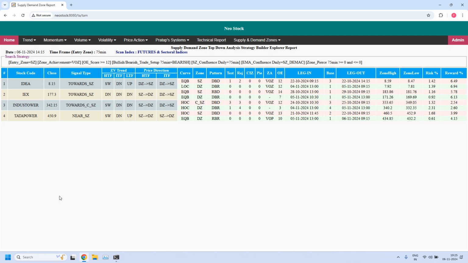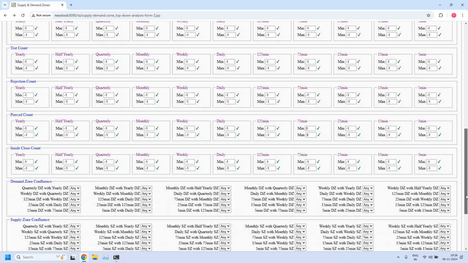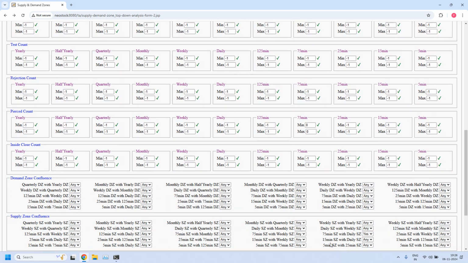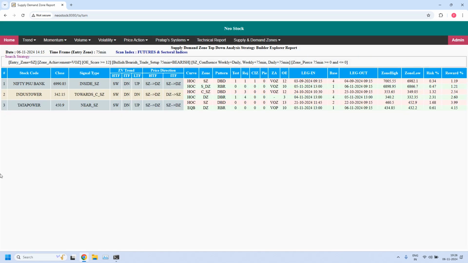Okay, next let us look for LTF, ITF and HTF supply zone confluence. I am removing this EMA filter. In the supply zone confluence, I have to set 2 more additional filters. 75 minute supply zone with weekly supply zone confluence, daily supply zone with weekly supply zone confluence. With all the 3 filters, LTF, ITF, HTF supply zone confluence, we got 3 stocks.